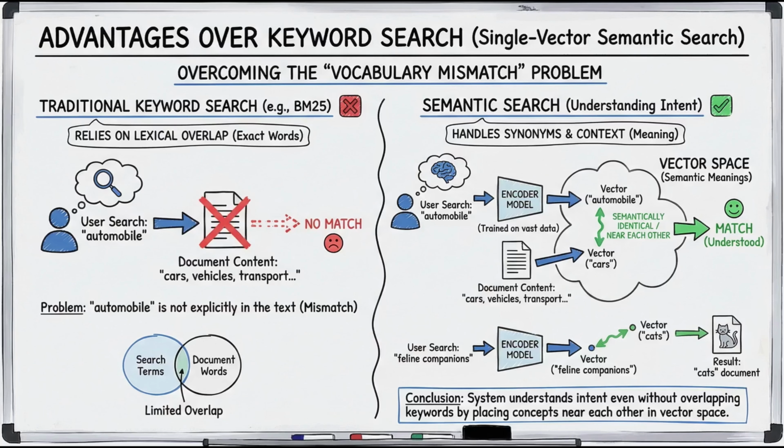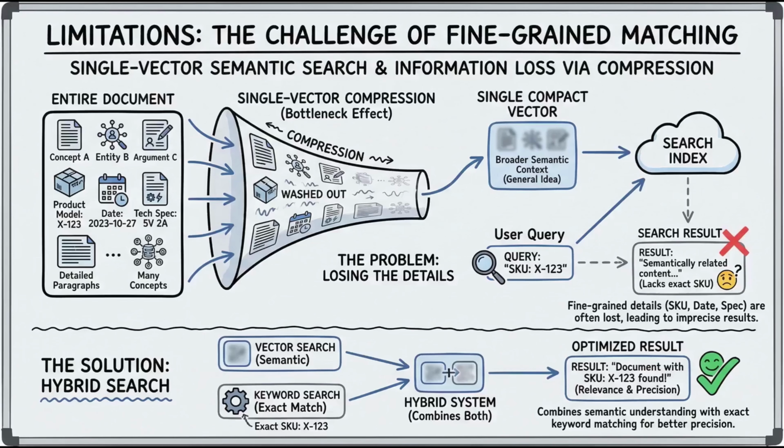While the single-vector approach is powerful, it's important to understand that it isn't a universal solution. When we compress complex information into one vector, we're essentially creating a high-level summary of the entire document. This creates what we call an information bottleneck. If a document covers 3 distinct topics, a single vector might just provide an average meaning, missing the specific details needed for granular queries. This limitation often leads to 2 major failures.